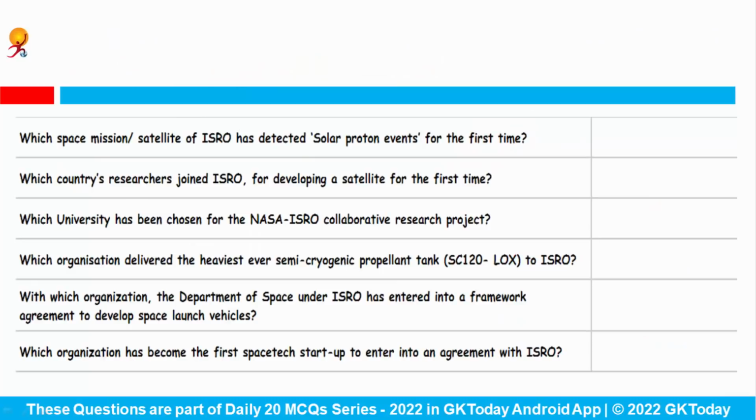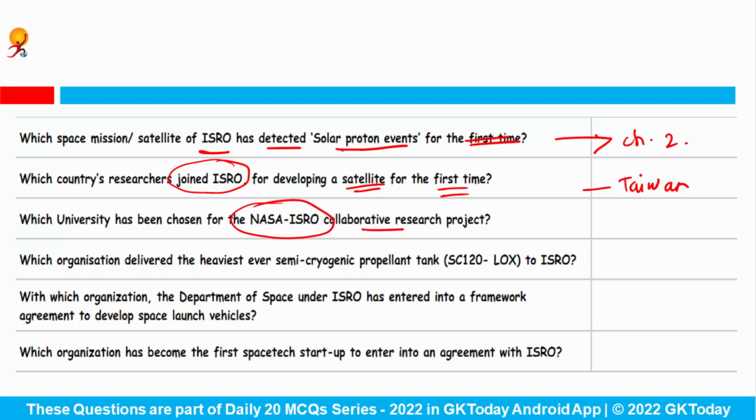Fine. Now talking about ISRO, which space mission or satellite of ISRO has detected the solar proton events for the very first time? So this has been detected by our Chandrayaan-2 mission. Now which country's researchers joined ISRO for developing a satellite for the first time? This country is Taiwan. Next question is, which university has been chosen for the NASA-ISRO collaborative research project called as NISAR? The university that has been chosen is Kerala University of Fisheries.